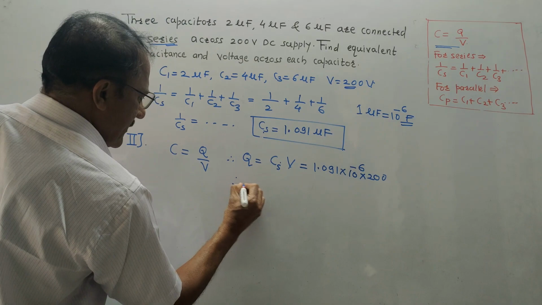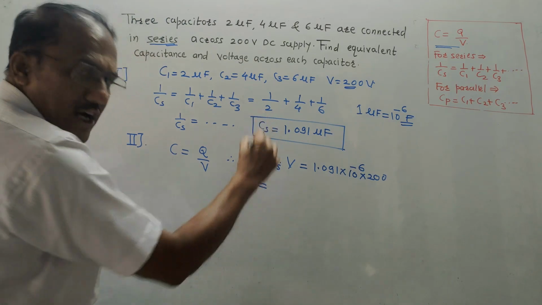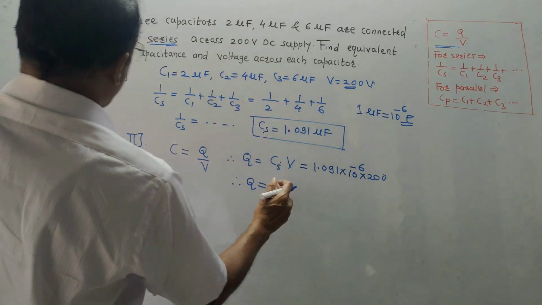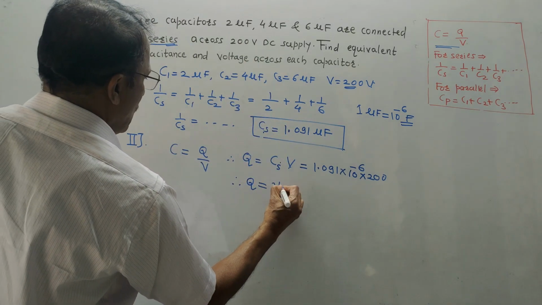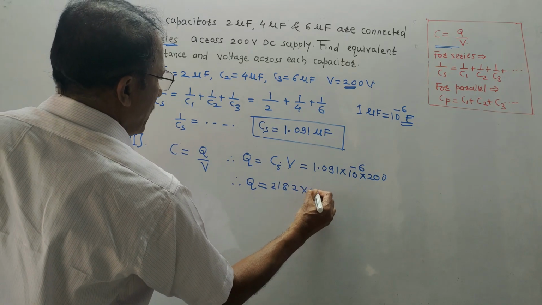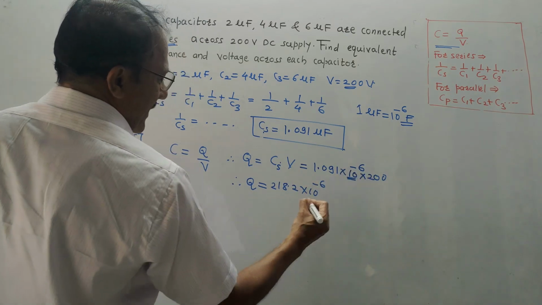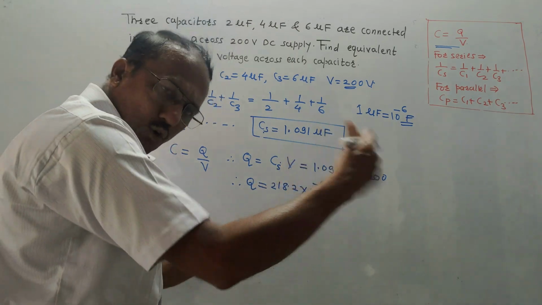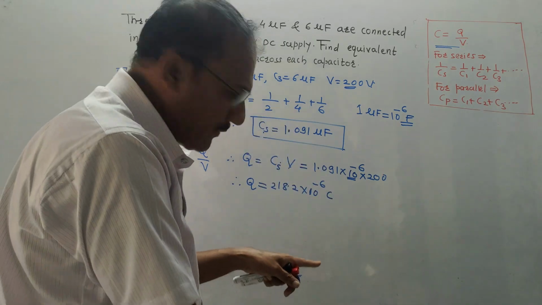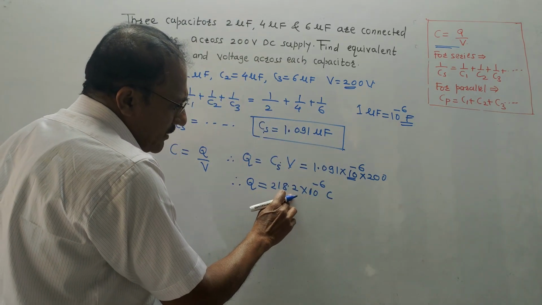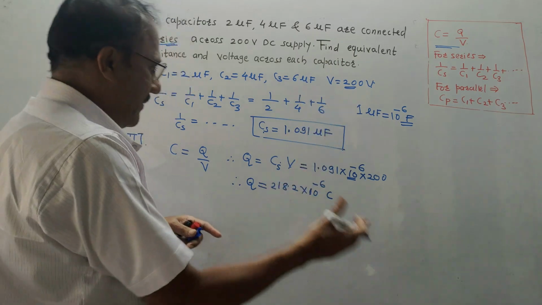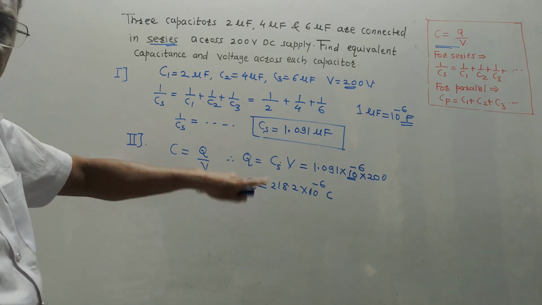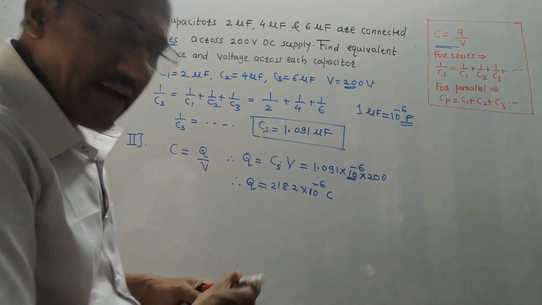If you solve this, you will get the answer of Q, that is charge on each capacitor. Since it is a series connection, charge on each capacitor remains the same. So the value of charge will be 218.2 into 10 raised to minus 6. I have kept 10 raised to minus 6 as it is. Unit of charge is coulombs. If you want to write in a further simplified format, you can write it as 218.2 microcoulomb. Anything will do. This is the second step. In the second step, I have calculated the value of charge which is contained by each capacitor.